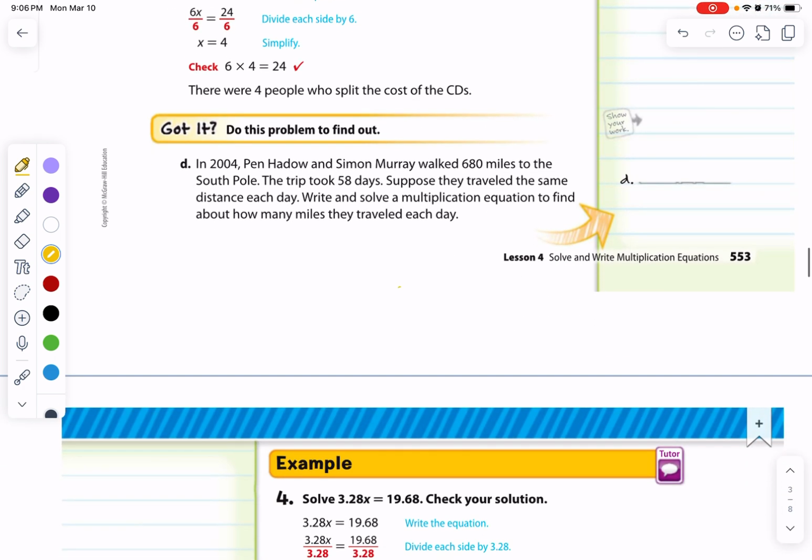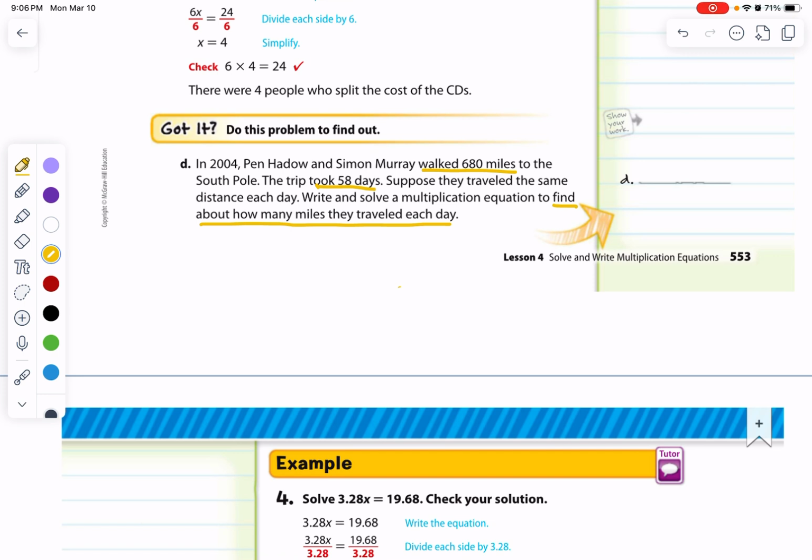All right, let's look at this one. In 2004, wait, that's not pertinent information. In 2004, Pen Hadow and Simon Murray walked 680 miles to the South Pole. Wow. Okay, the trip took 58 days. Suppose they traveled the same distance each day. Write and solve a multiplication equation to find about how many miles they traveled each day.